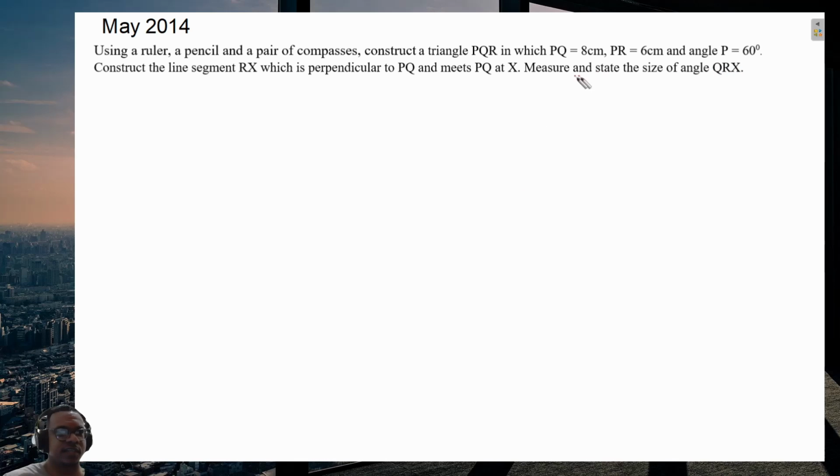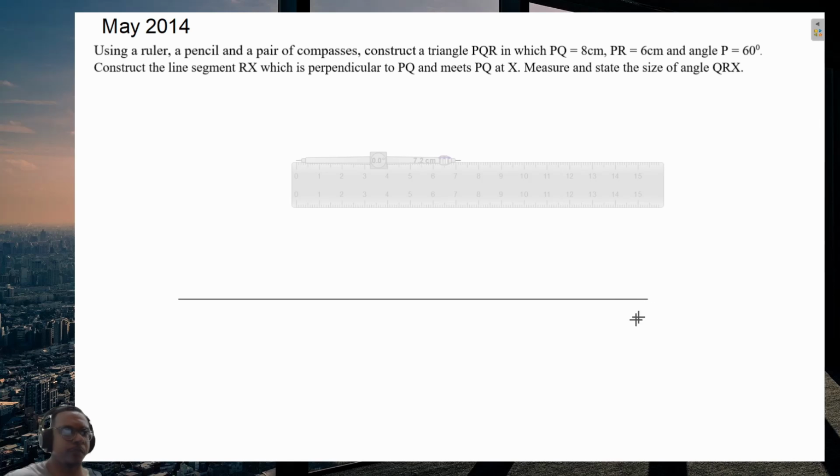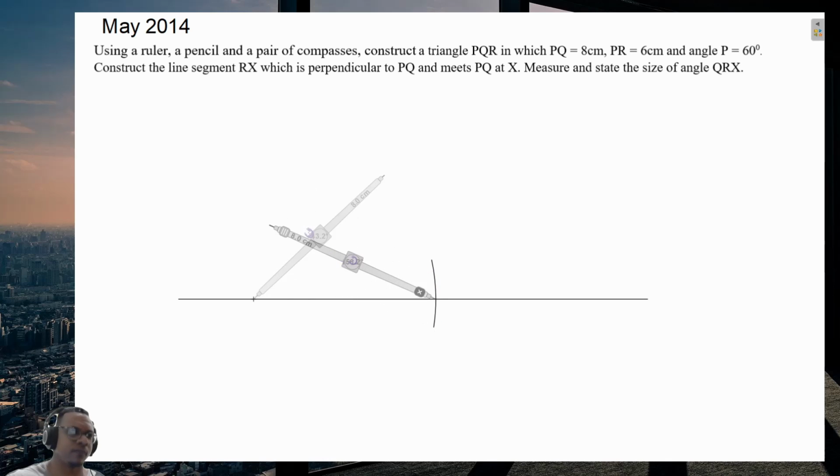So first I'll start by constructing the triangle PQR, and we'll construct the line segment PQ equal to 8 centimeters first. So first I draw a light line that will be more than 8 centimeters long. Then I'll open my compass out to 8 centimeters. And that will be my line segment PQ.